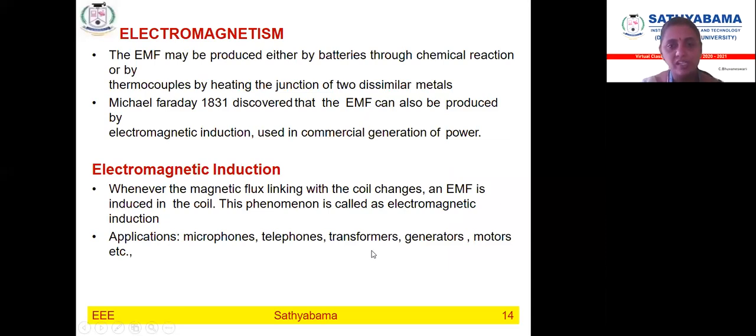Microphones, telephones, transformers, generators, motors, all these things ma'am has explained, I think. You know what a motor is? A motor converts the electrical form of energy to mechanical form. The generator is the vice versa. The generator converts the mechanical form into electrical form. And the transformer is not involved with any energy conversion. It steps up or steps down the voltage. Here the principle of mutual inductance applies. So these are some of the places where electromagnetic induction is applied.